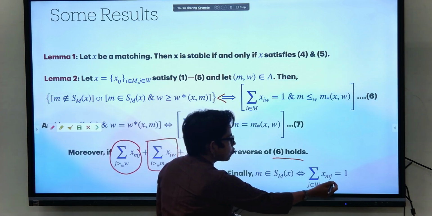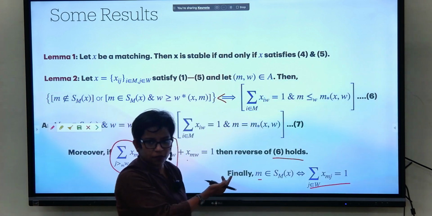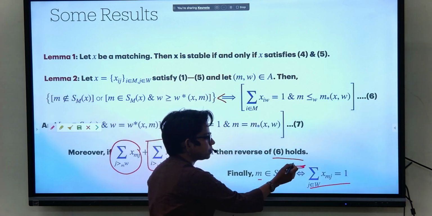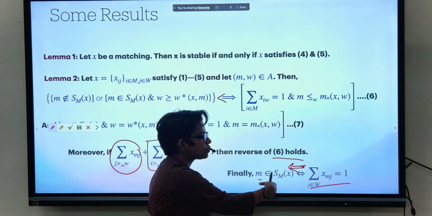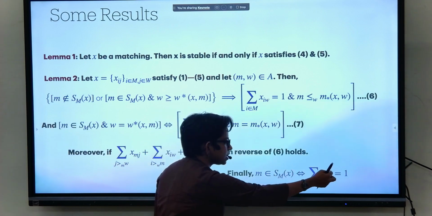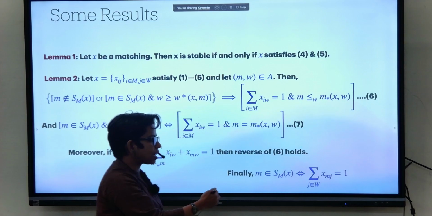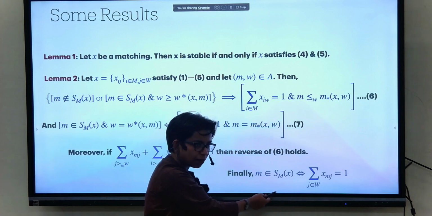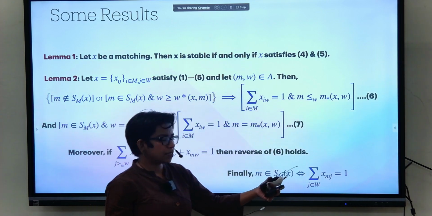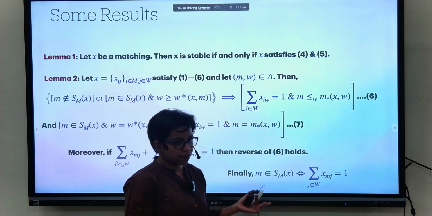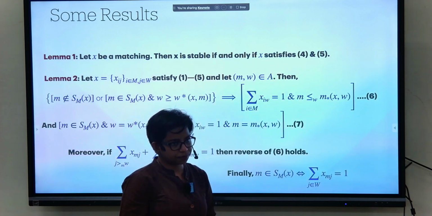Alright, and of course, if this is true, then this must obviously be true. This direction is trivial. It's this part that's the real claim. And this holds from the fact that if this is strictly less than 1, well then you could have assigned somebody to this man M without violating somebody's constraint and so on and so forth. So this tightness should be automatic if this man gets any assignment at all.